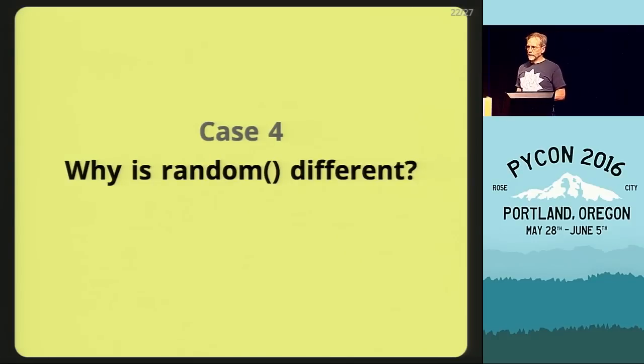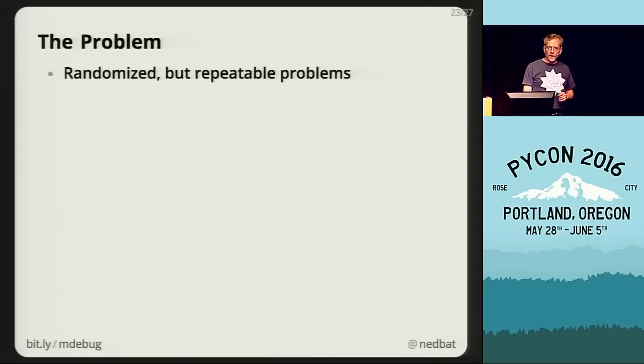All right, case number 4. Why is random different? The problem. So OpenEdX presents problems to students, and we have a massive number of students. What we wanted to do is present problems that were randomized, so the problem I saw was different than the problem you saw. But we wanted them to be repeatable, so that the next time I came back to look at a problem, I'd see the same problem I'd seen before.